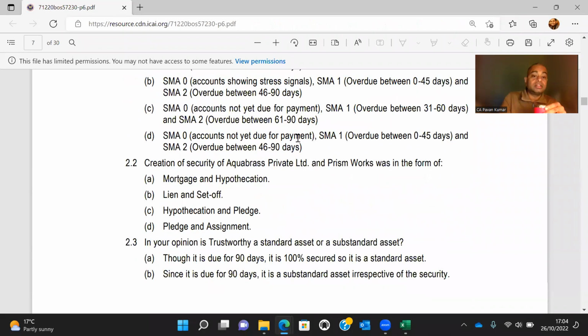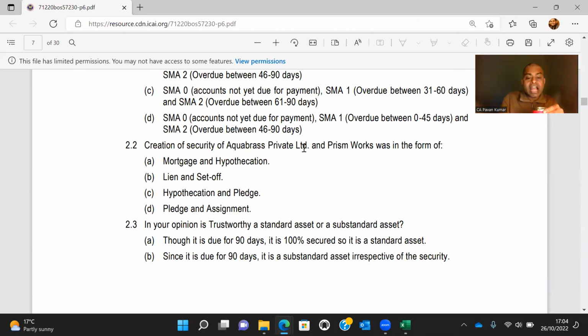Very good. Next. Creation of security of Aqua Brass Private Limited and Prism Works was in the form of ABCD. You tell me the answer. I do not know. You tell me the answer.